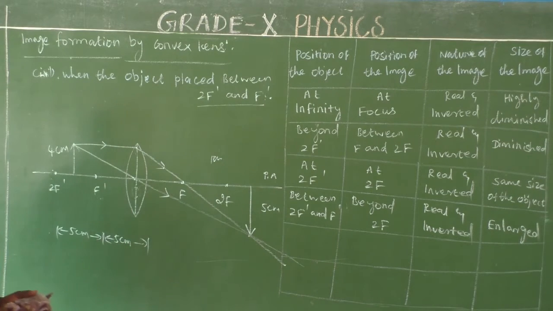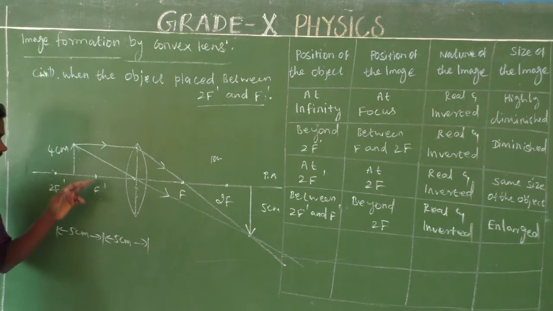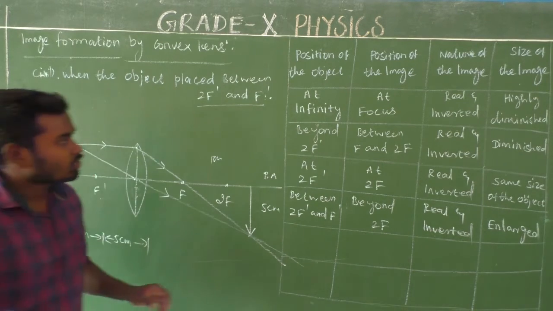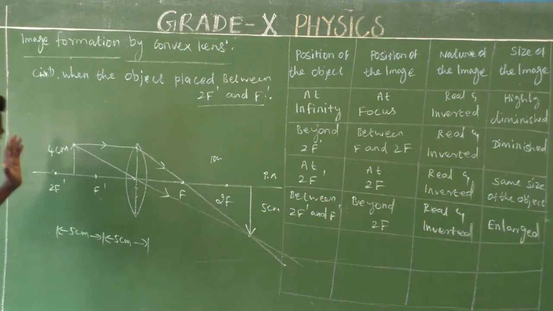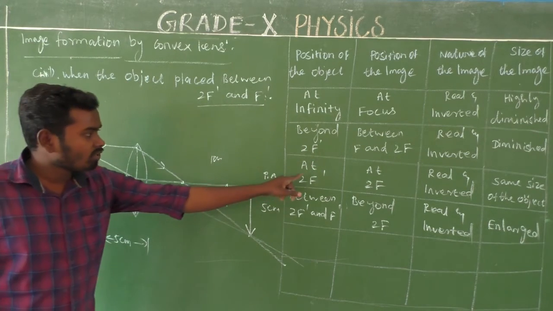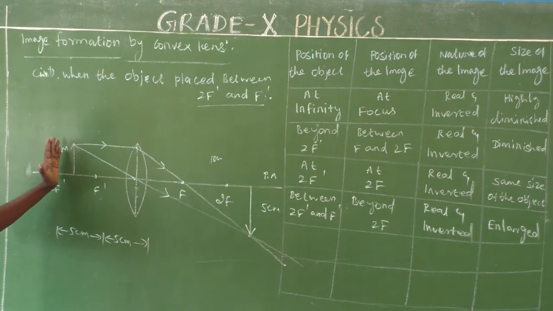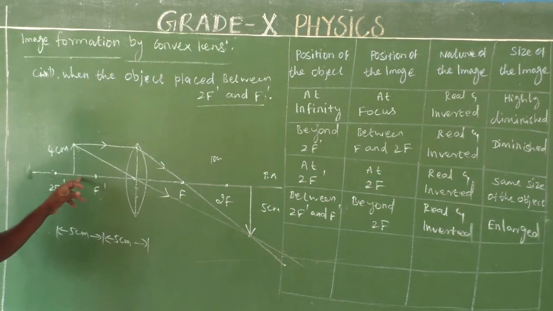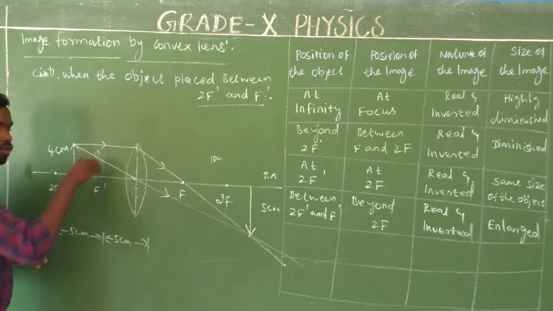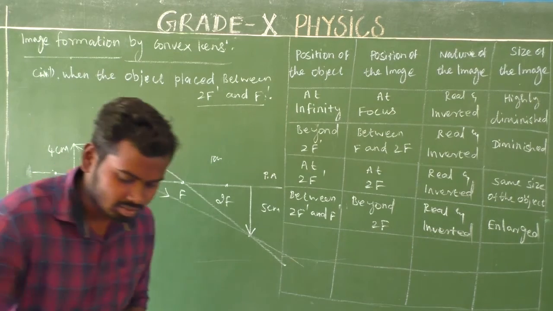Next we are going to place the object at focus. First we placed the object at infinity, second beyond the 2f dash, third at 2f dash, and then between 2f dash and f dash. Is it clear? So next we are going to place the object at focus. Look here, what happens.